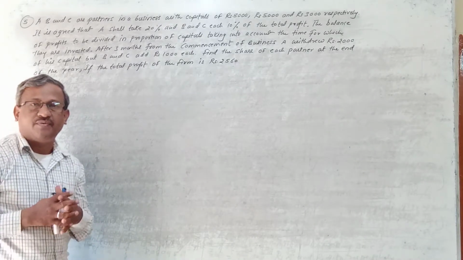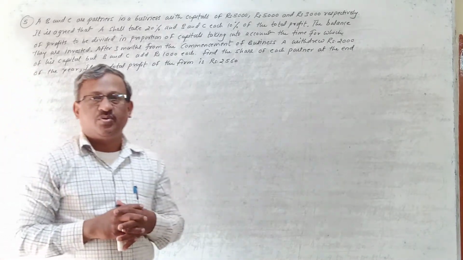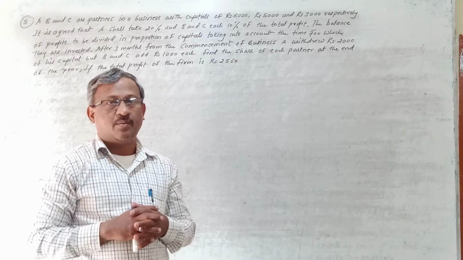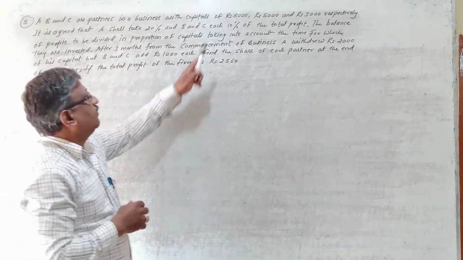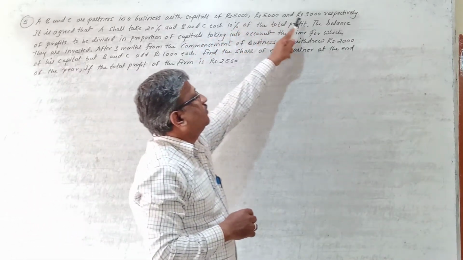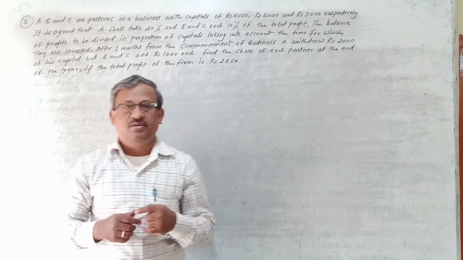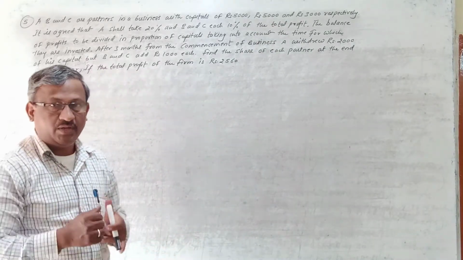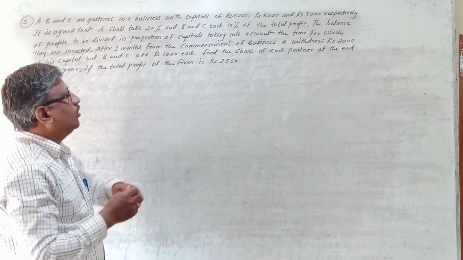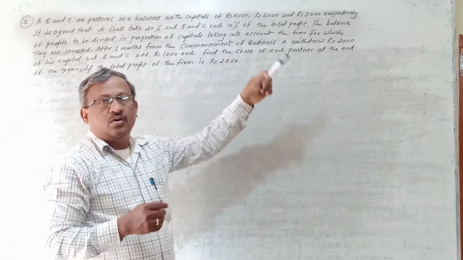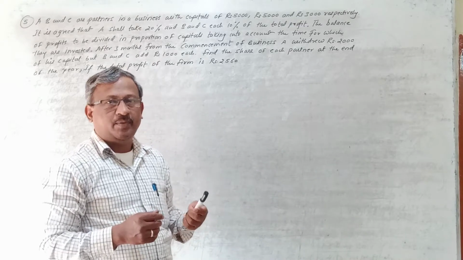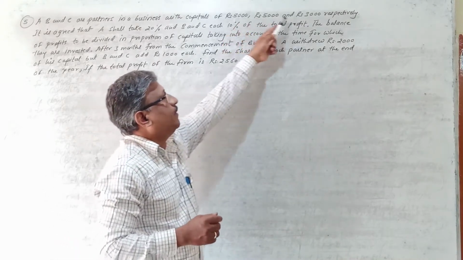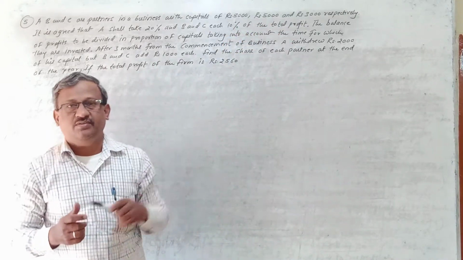So what is balance profit remaining? That we always distribute in which ratio? We distribute in capital ratio. So whatever capitals are there, 8,000, 5,000 and 3,000, by taking these capitals we work out the ratio, and in that ratio we distribute the balance profit. But here in this problem you cannot calculate the capital ratio by taking these capitals 8,000, 5,000 and 3,000.